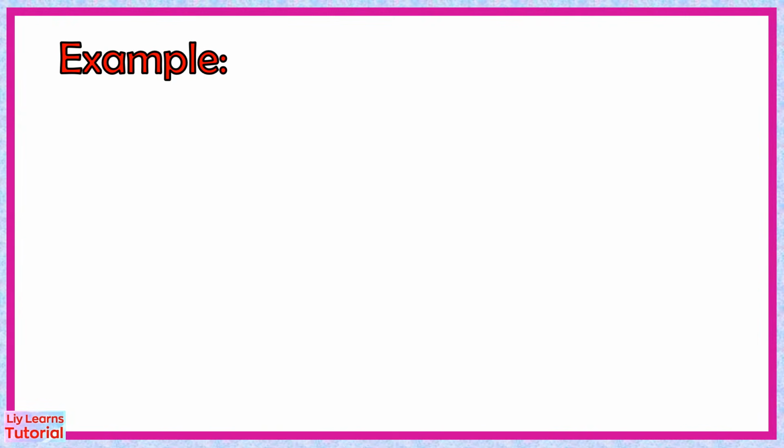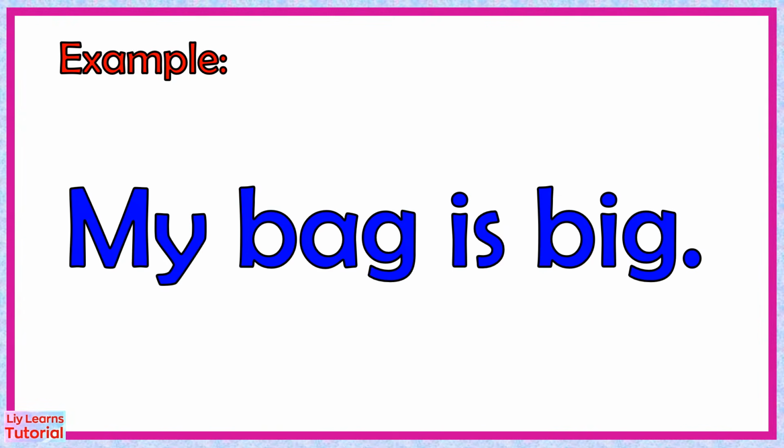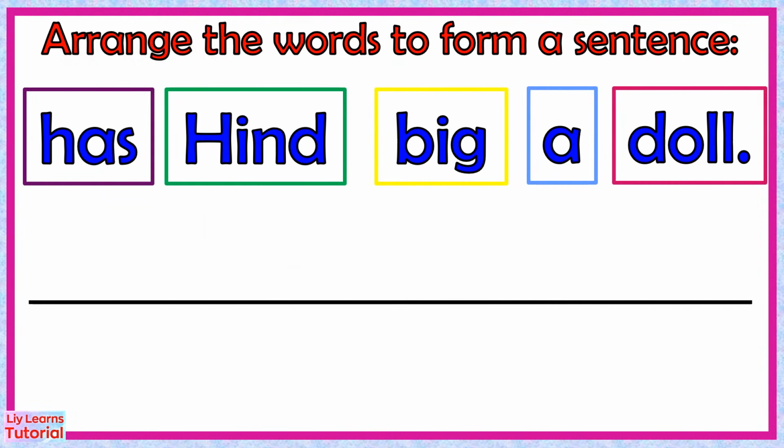For example, my bag is big. The beginning letter is capital letter M and ends with full stop. Now, let's arrange the words to form a sentence.